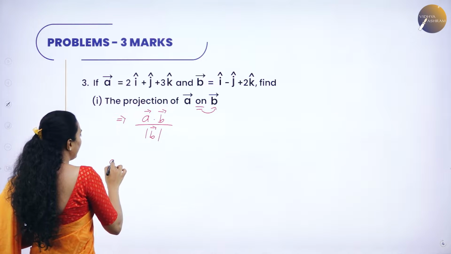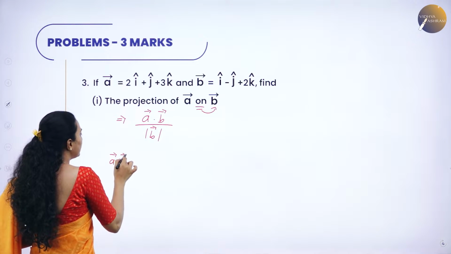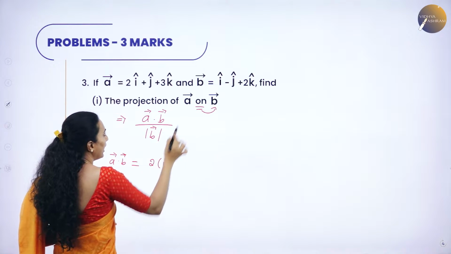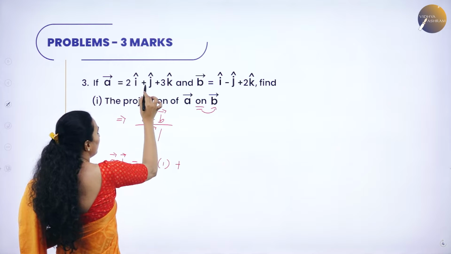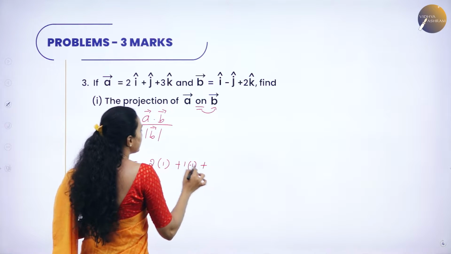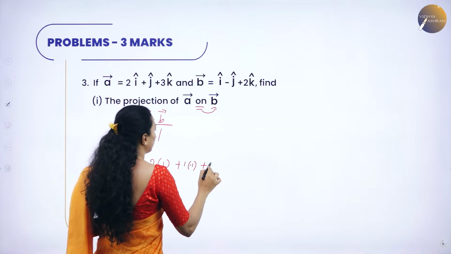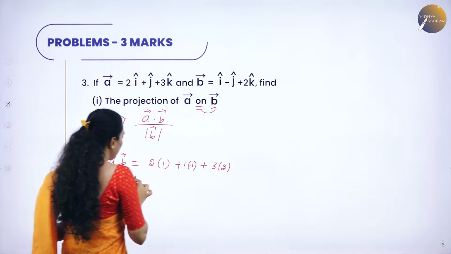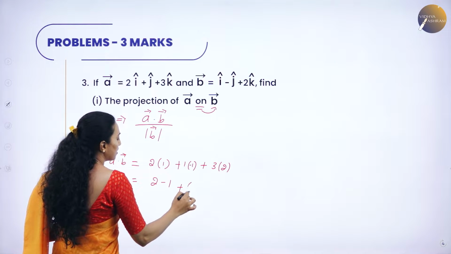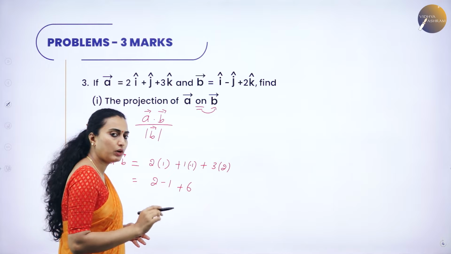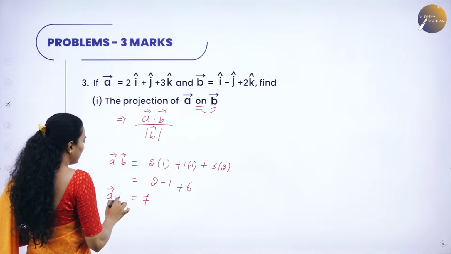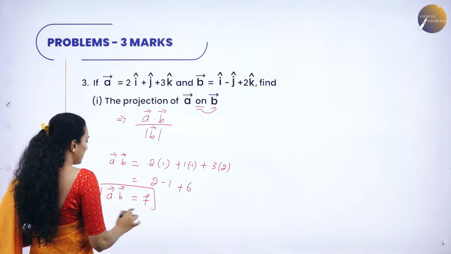Now first solve A vector dot B vector. It is given by 2 into 1, coefficient of i, plus 1 into minus 1, plus next 3 into 2. Now which will be 2, 1 into minus 1 is minus 1, 3 twos are 6. So 2 minus 1 is 1, 6 plus 1 is 7. So A vector dot B vector is 7.